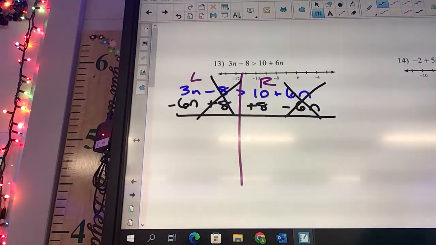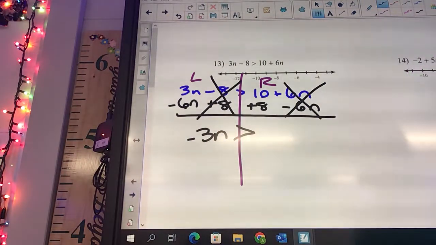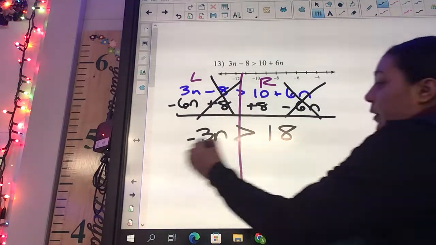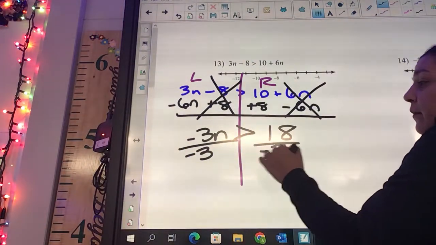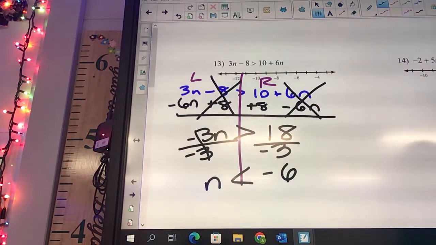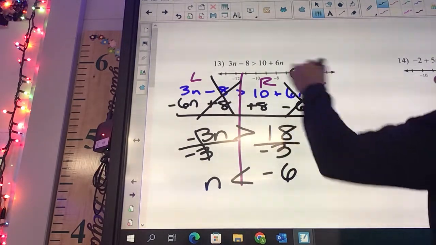Okay, so what is 3 minus 6? Negative 3n. Okay, and I still got that sign there in the middle. 10 plus 8, 18. Okay, and then what? Divide by negative 3. Okay, and don't forget to flip, and we're going to get negative 6. Okay, on the negative 6, is that going to be open or closed? Open, going right. Left. Left.